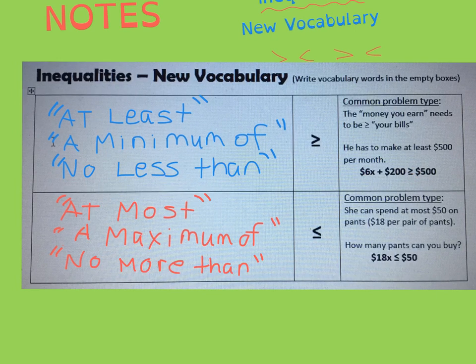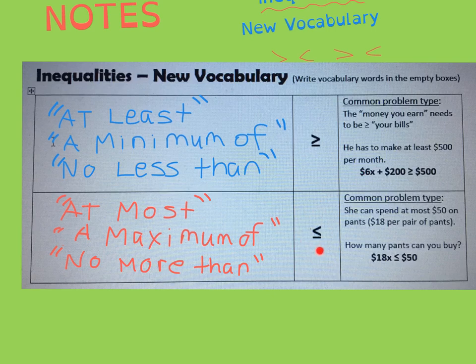All right, now pause the video to write the vocabulary in the next box. All right, in red we see the words, the phrase at most, a maximum of, and no more than. If you see these words in a word problem, you can translate these words to the inequality symbol less than or equal to.